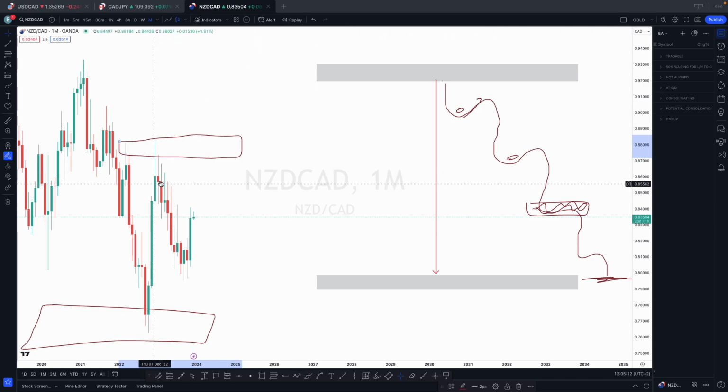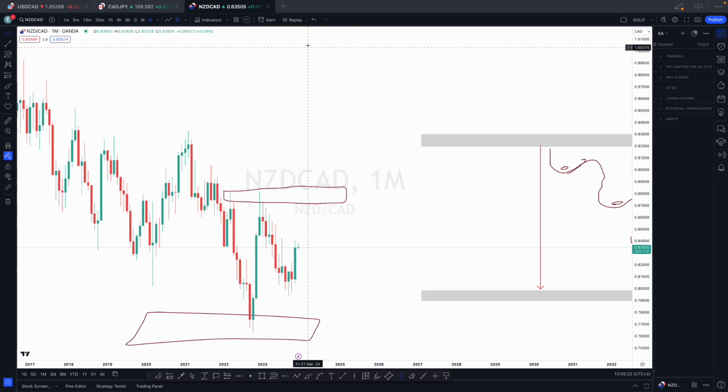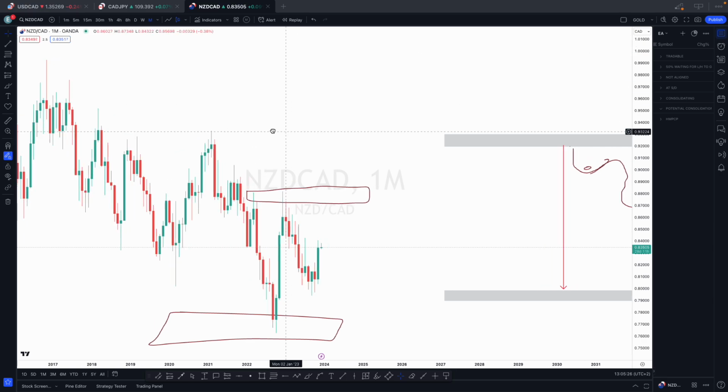So basically, if I do this here, replay, I just want a replay. My replay is not working. How are we going to work if the replay is not working? What is up with TradingView right now?